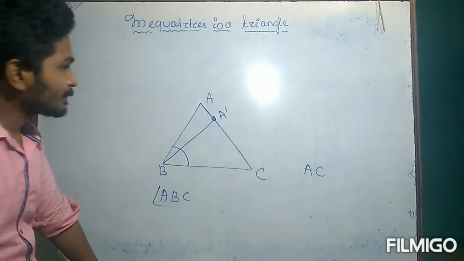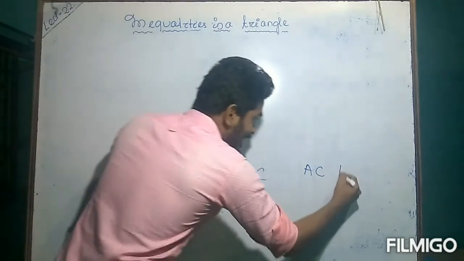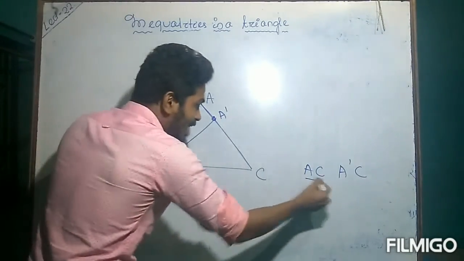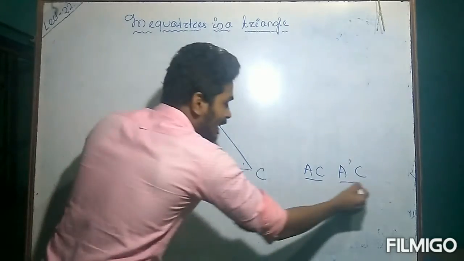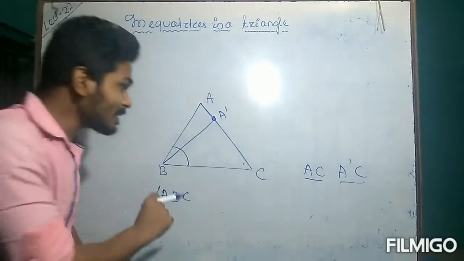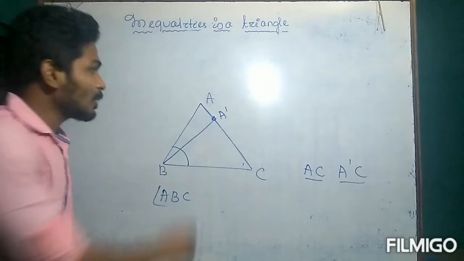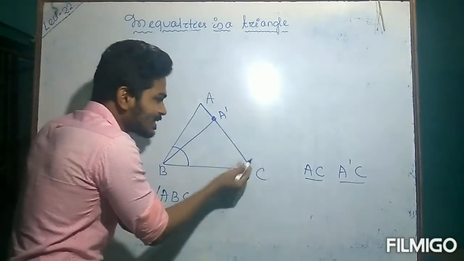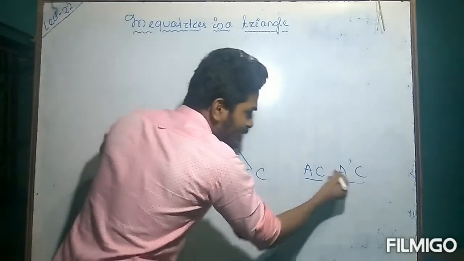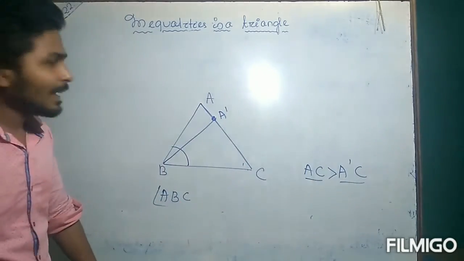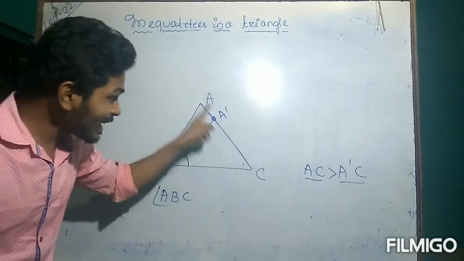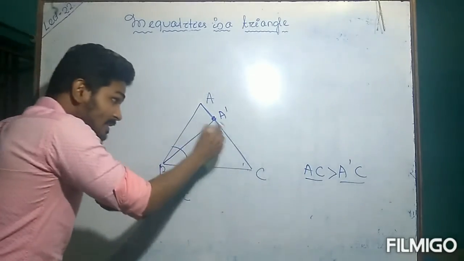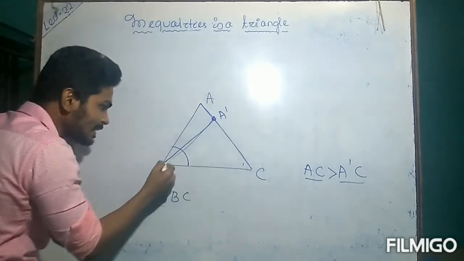Clear? Now tell me, if I take A dash C here, and we compare the AC side with the A dash C side, then which one is the smaller side? Whether AC or A dash C, tell me which one is the smaller side among them? Definitely A dash C is smaller than AC. Now for the side AC, the angle is ABC, and for the side A dash C, the angle is A dash BC.